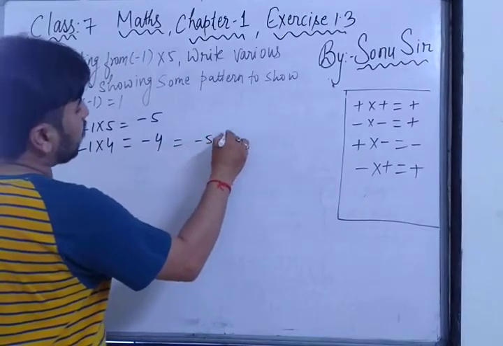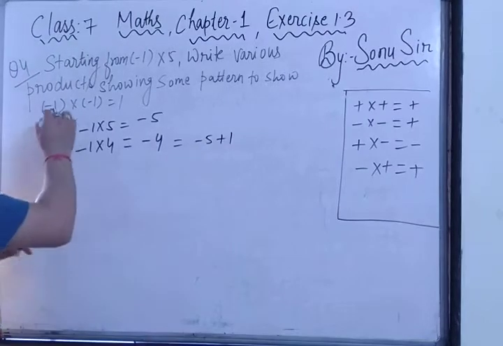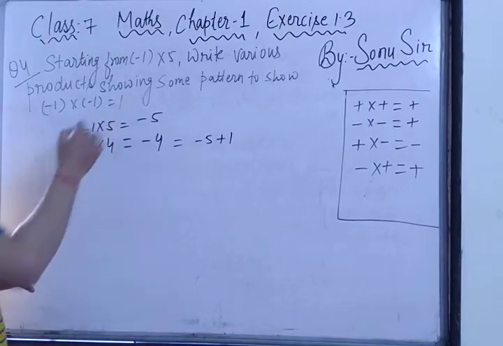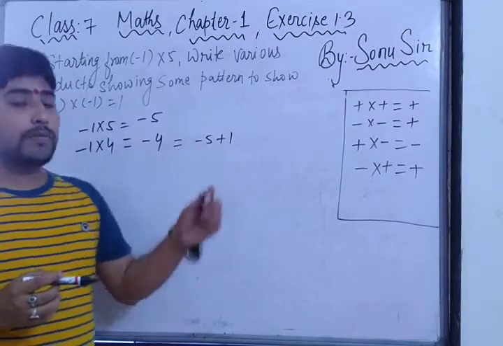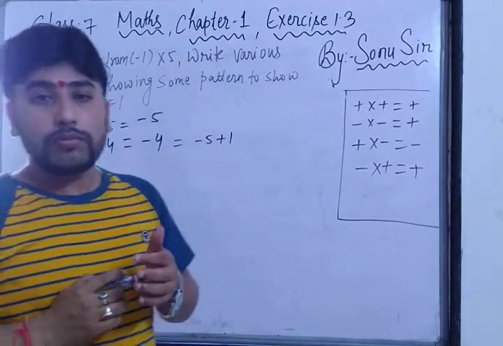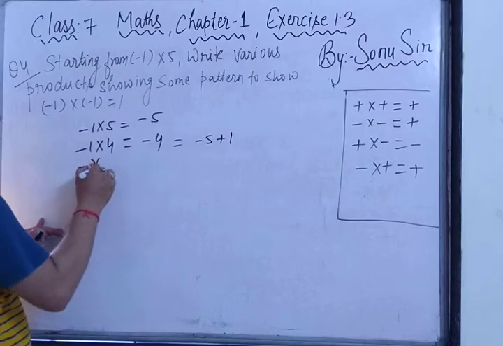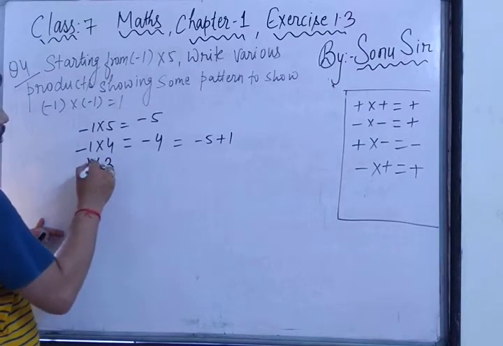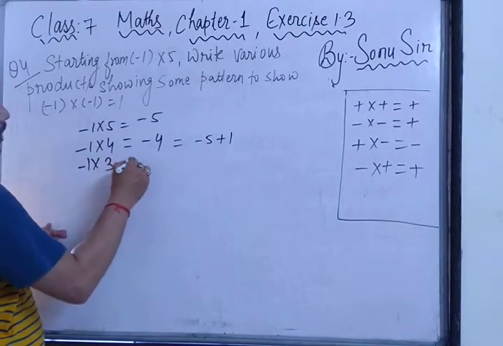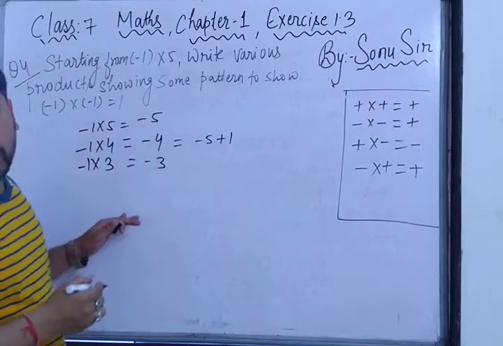Minus 5 plus 1, right? Because minus 1 into minus 1 is equal to plus 1. So minus 5 plus 1 is equal to minus 4. Right? So if I talk about minus 1 into 3, what will be the value? Can you tell me? It is equal to minus 3. Can we write or not?